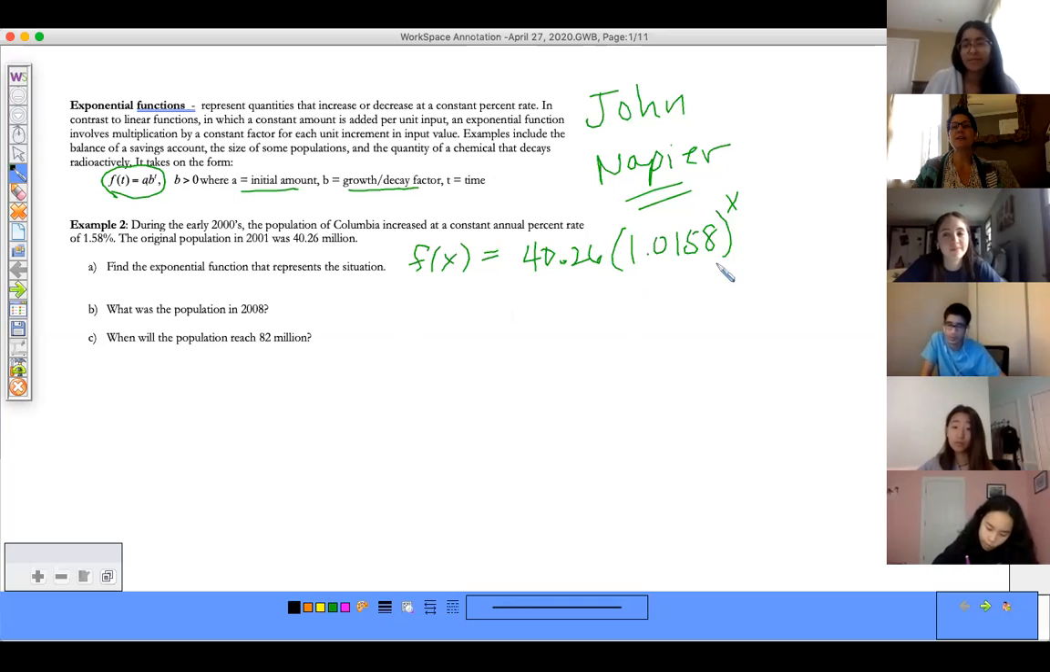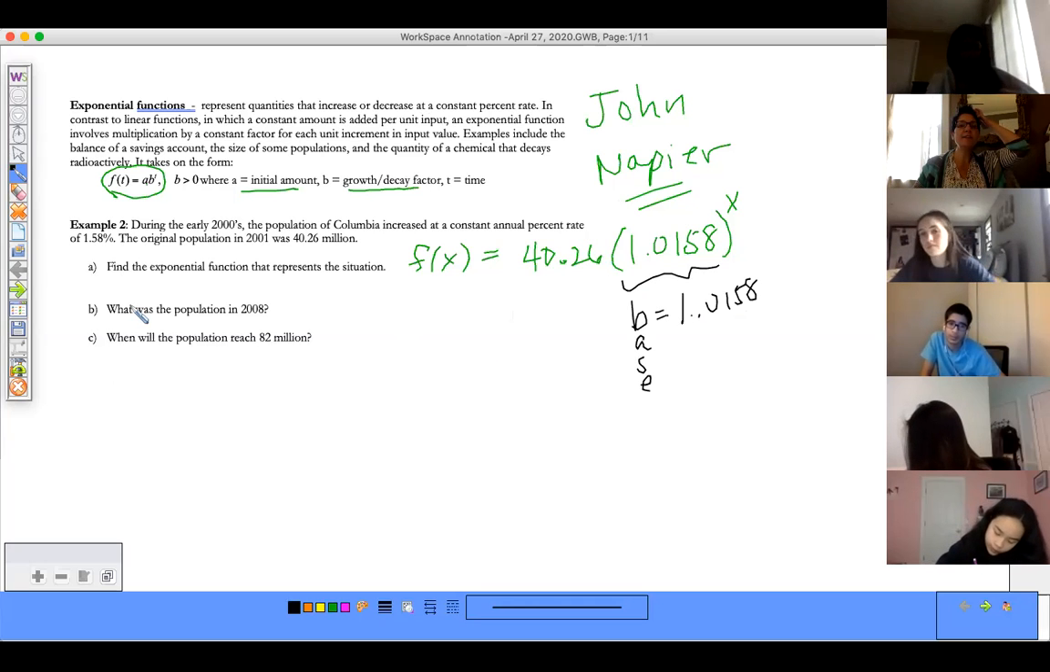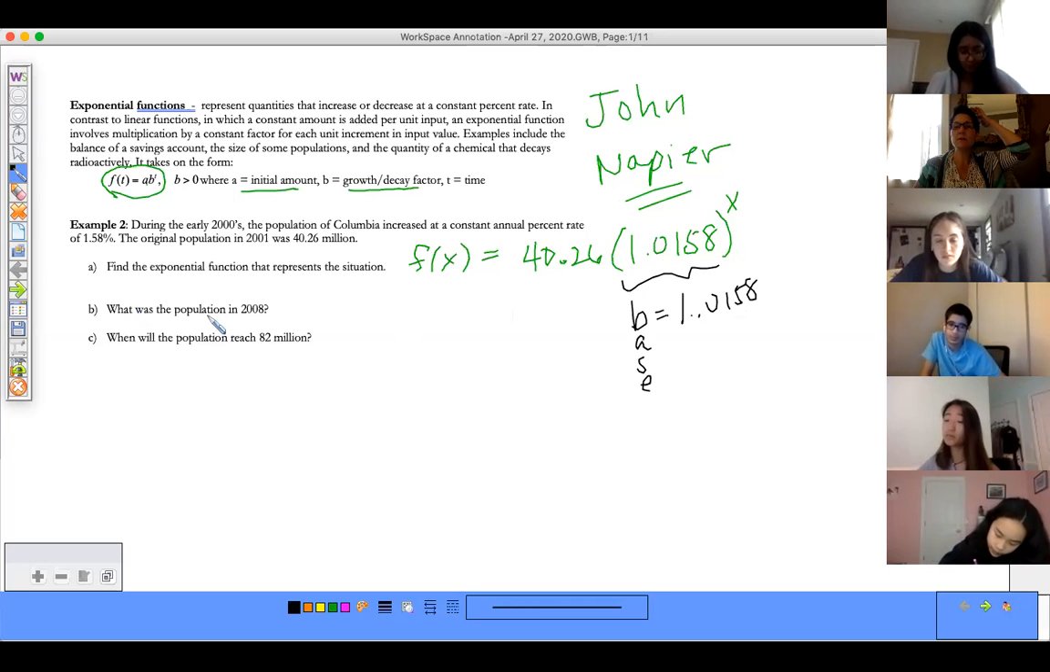1.0158. Right. This right here is your base. So your base is equal to 1.0158. Okay? So now C-Schwab, if I say, yeah, hon? Wouldn't the x for this case be x minus 2001?